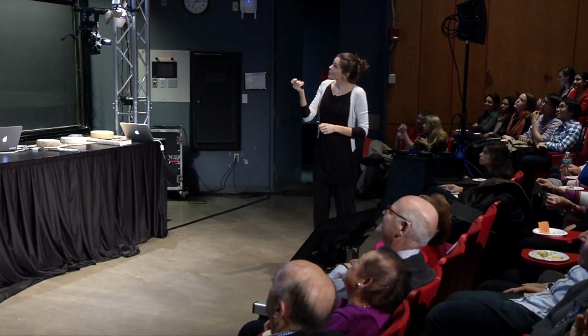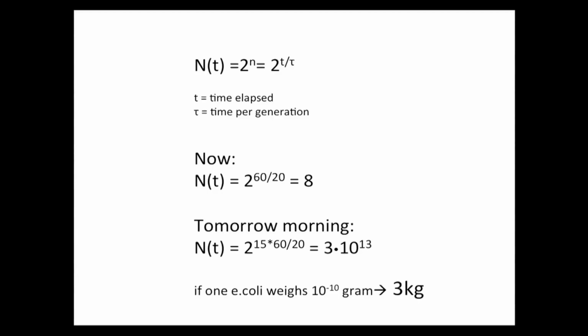But if we were to plug this in, you would say that the time elapsed is about an hour, and the time per generation is about 20 minutes. You would have about 8 right now. That's okay. Tomorrow, 15 hours later, a lot. 3 kilos tomorrow. That's a lot of bacteria.